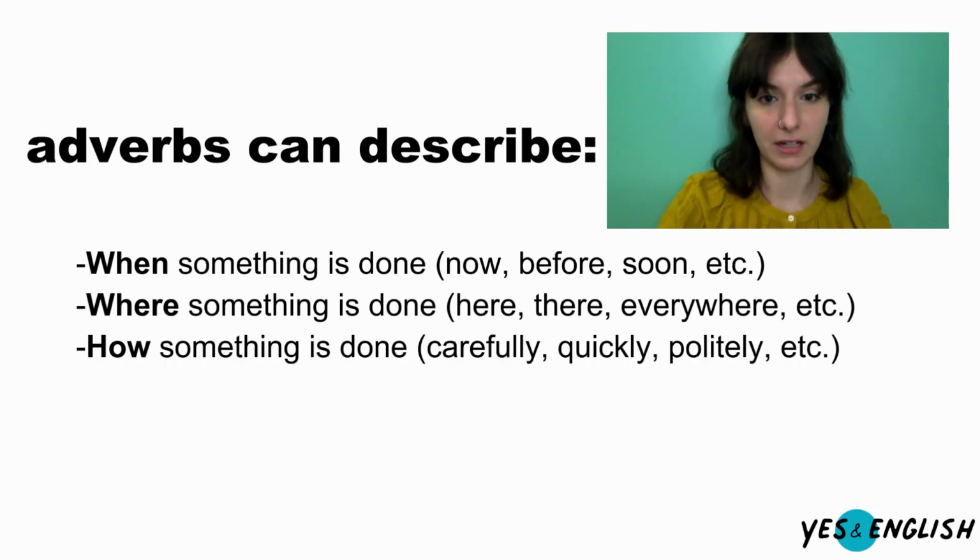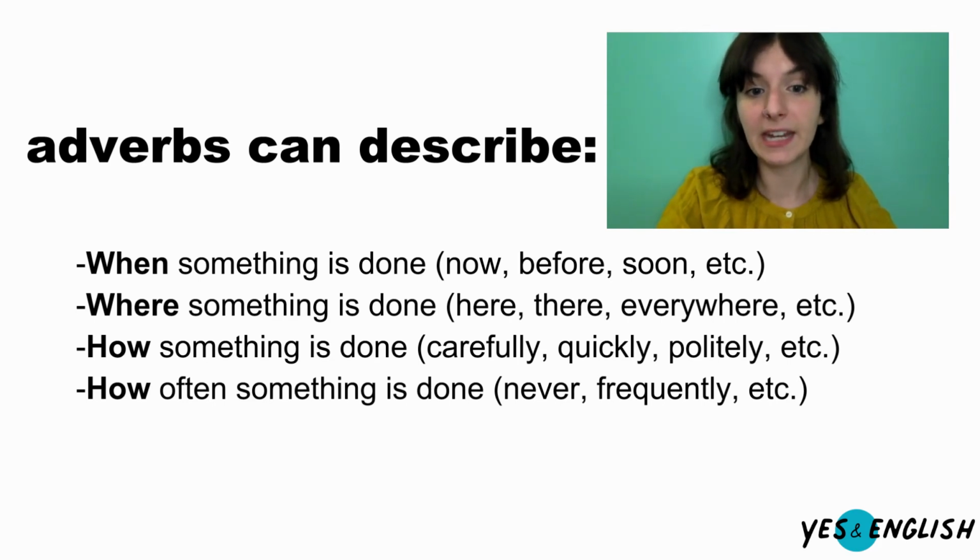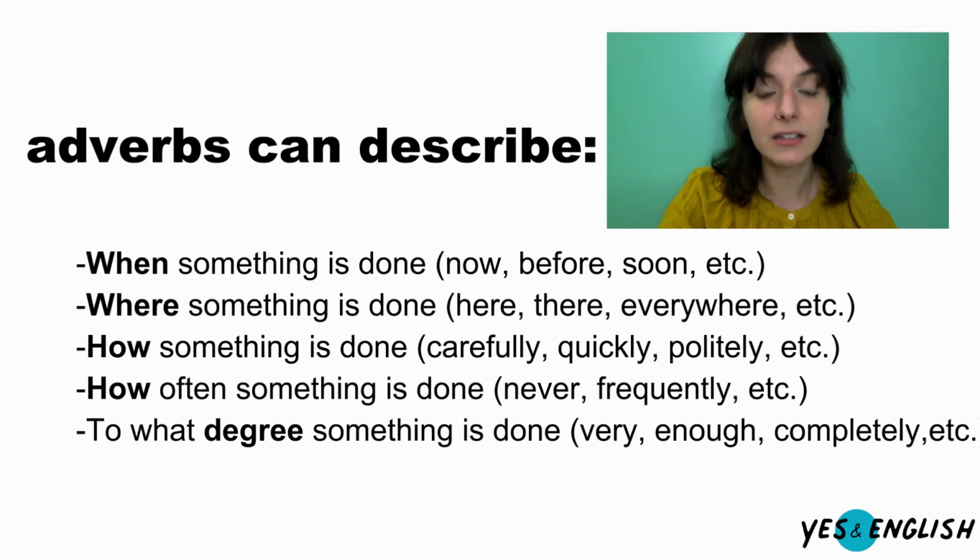How something is done, right? So carefully would be an example of that, or quickly, or politely, or angrily. These are all how something is done. So that describes verbs as well. They can describe how often something is done. So frequently, never, once in a while, for example. They can describe to what degree something is done. So words like very, enough, completely are adverbs.